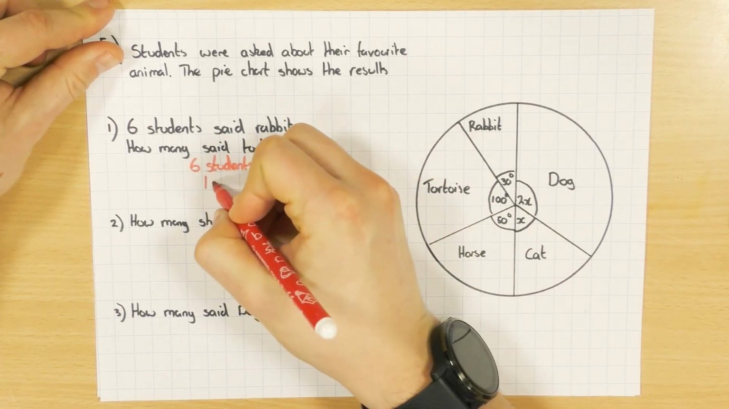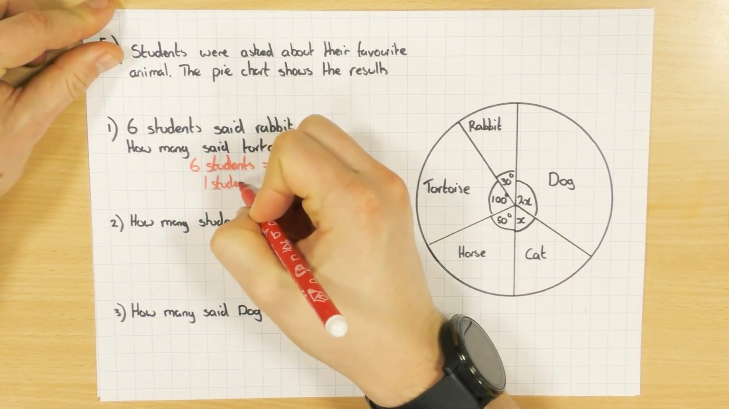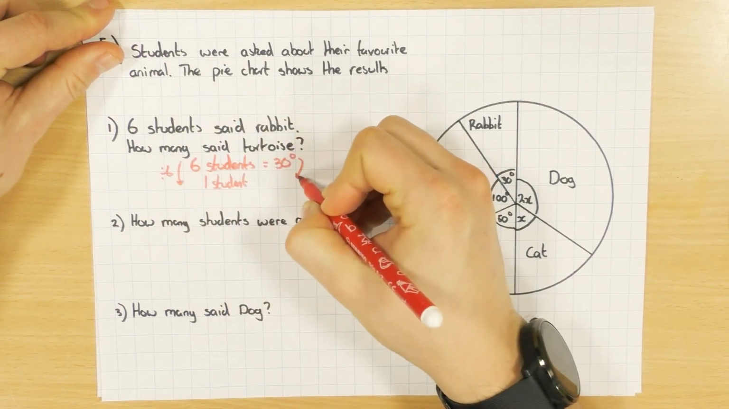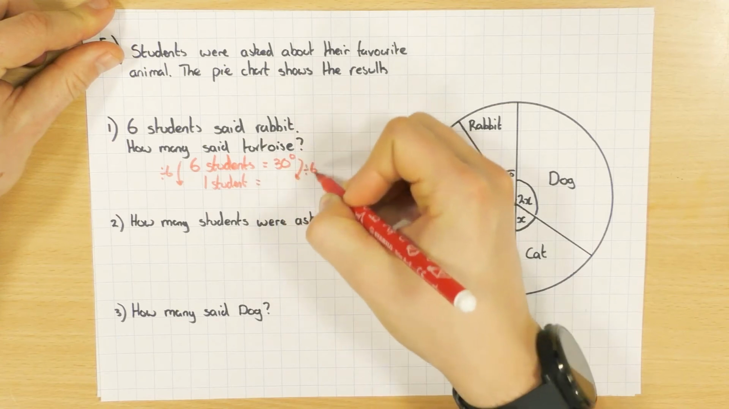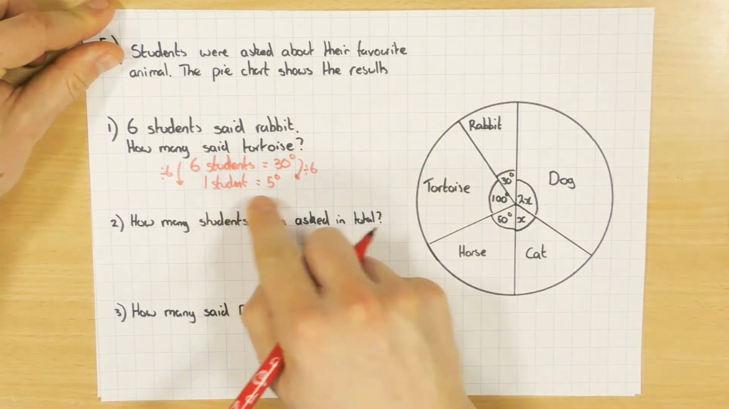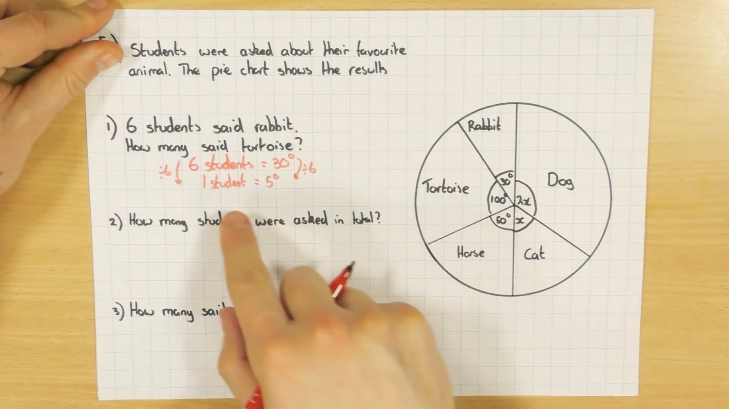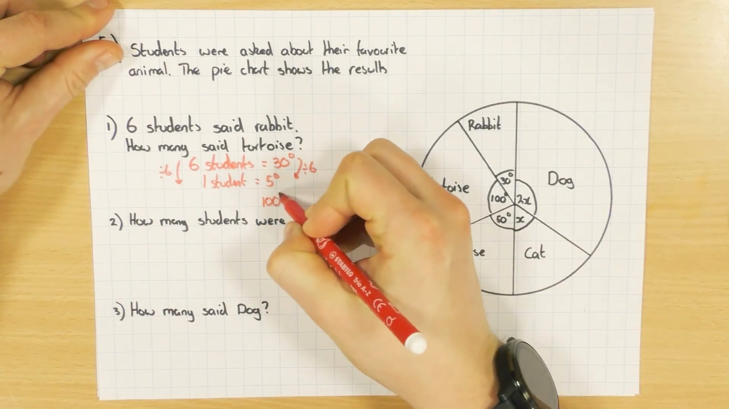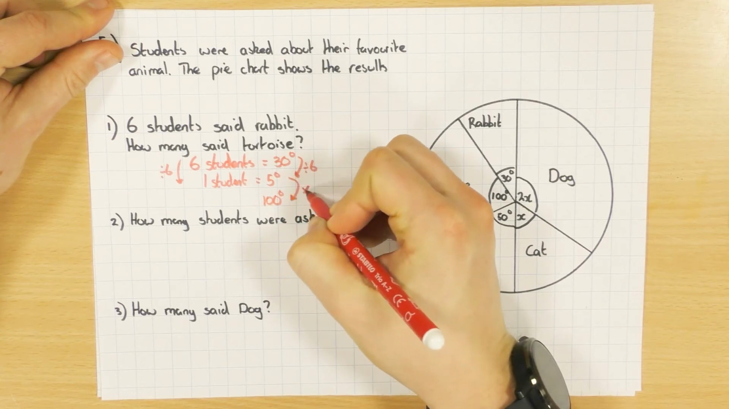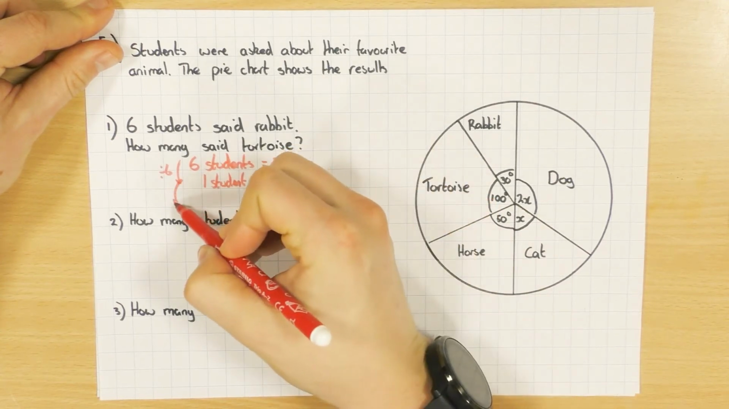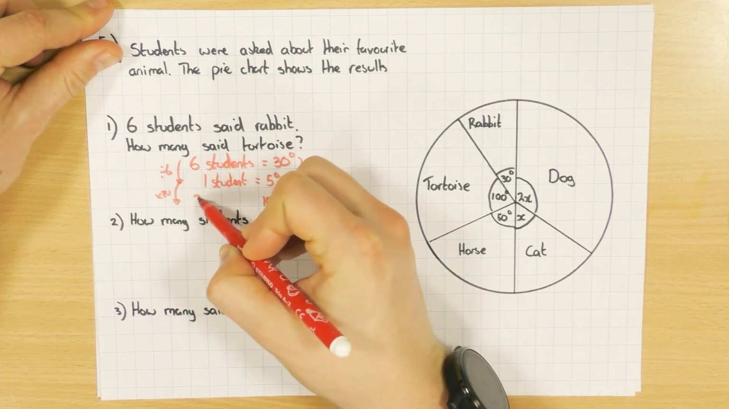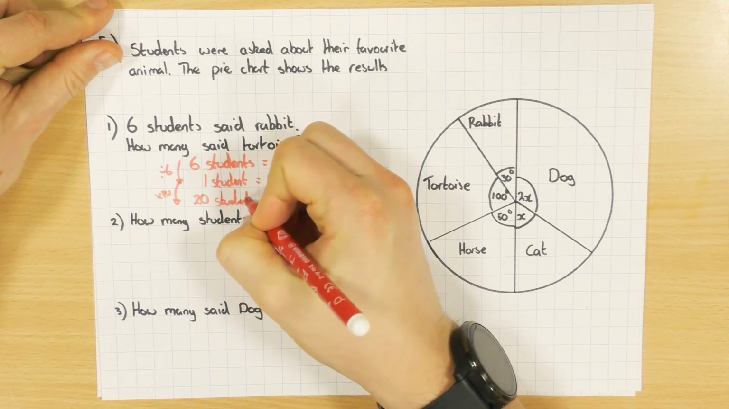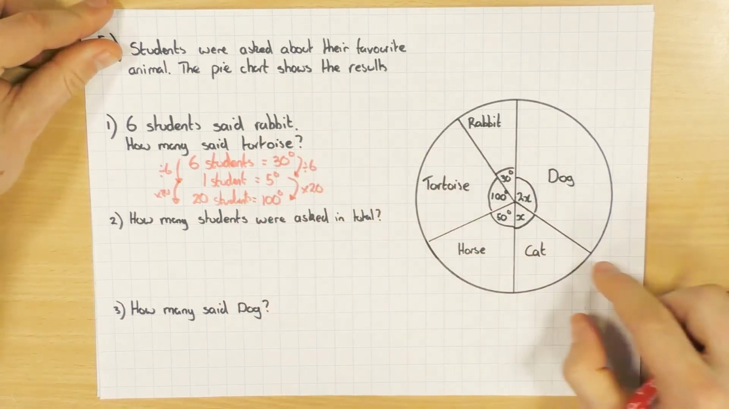And then we can work out what one student is worth. So I divide by 6, I divide by 6, 30 divided by 6 is 5 degrees. So I know that one student is worth 5 degrees, and we need to know how many were tortoise. Well, tortoise is 100 degrees. So how do you go from 5 to 100? We times by 20. Sorry, times by 20, so it will be 20 students said they liked tortoise.